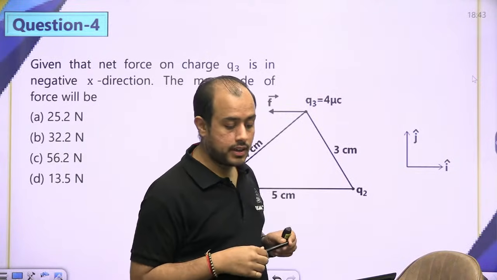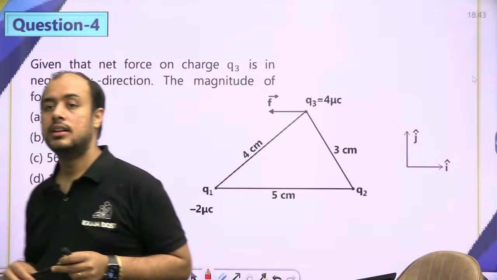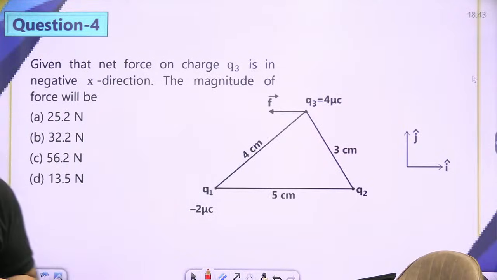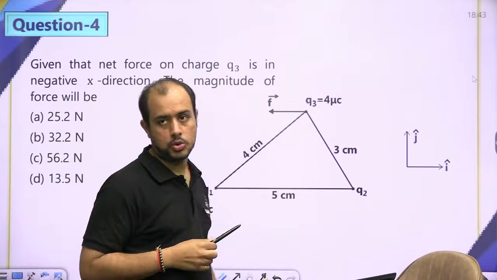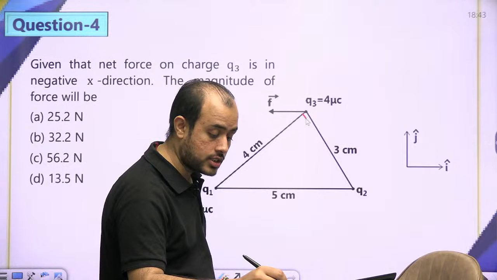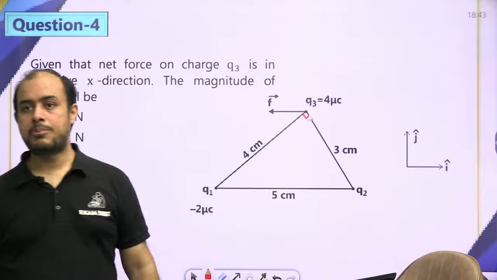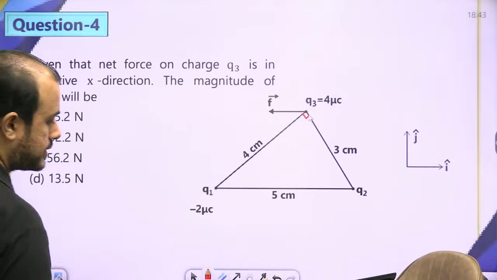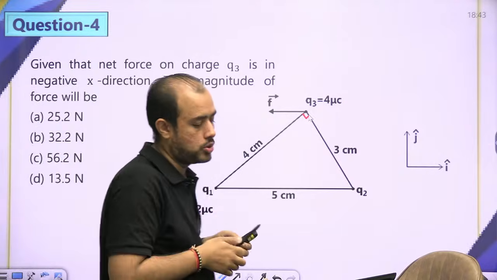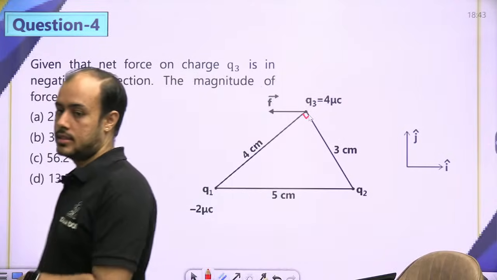Okay, given that the net force on Q3 is in the negative x direction, what will the force be? So I am telling you the net force on Q3 is in the negative x direction, but you do not know Q2. You do not know Q2, still you have to find the force. Find it. You need to tell me the force even though you do not know Q2. Come on, try it.